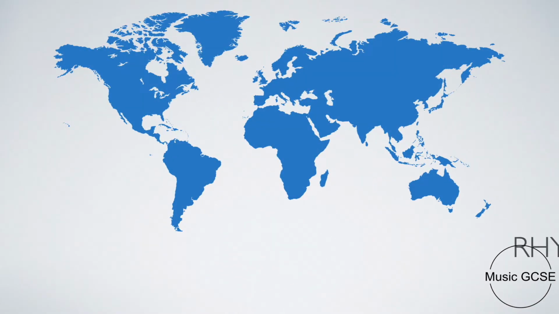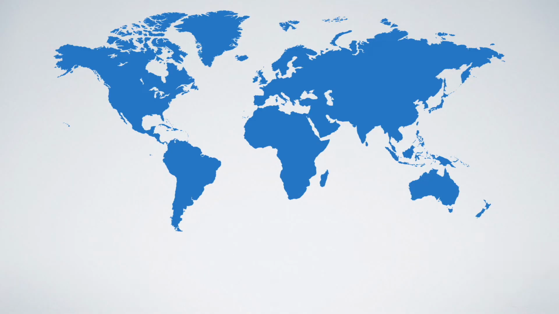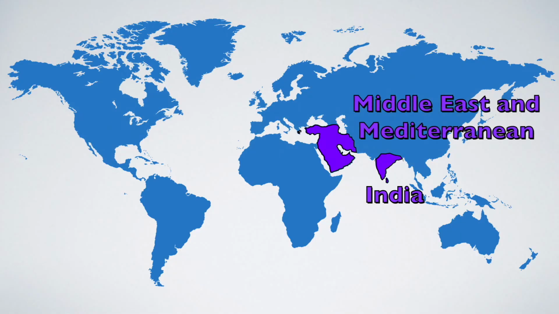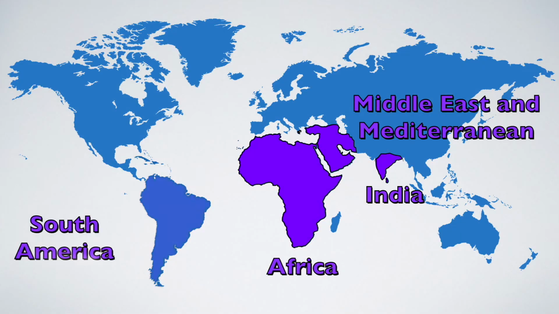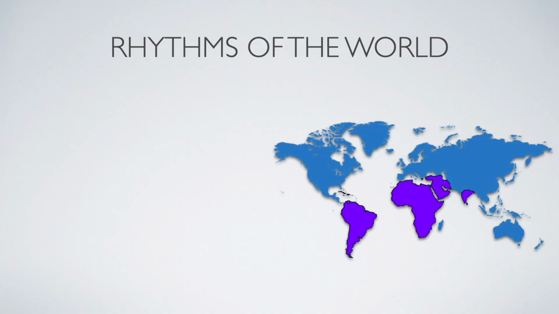We're going to take a look at Rhythms of the World, which is Area of Study 3. This video is part 1 of a video series which looks at every style of music from Rhythms of the World. Rhythms of the World focuses on different styles of music from India, the Middle East and Mediterranean, Africa, and South America. We will look at several styles of music from some of these places.